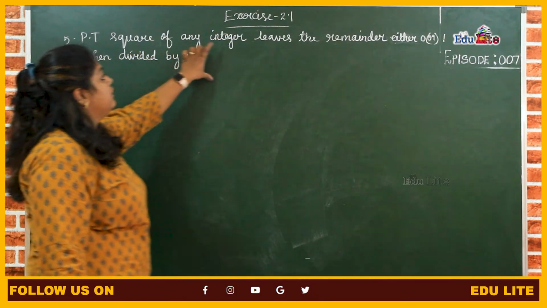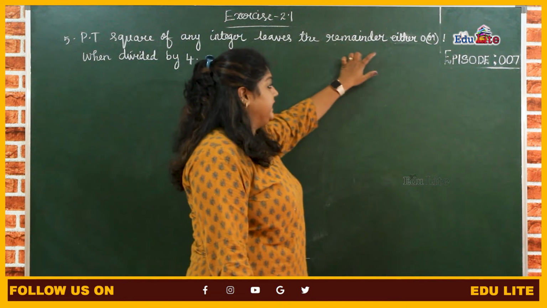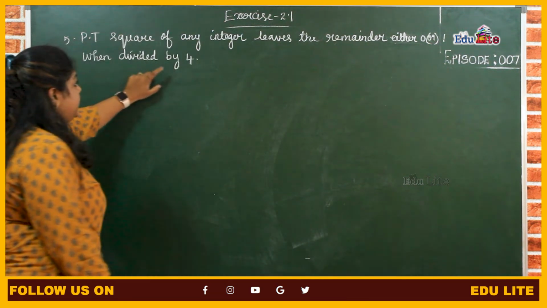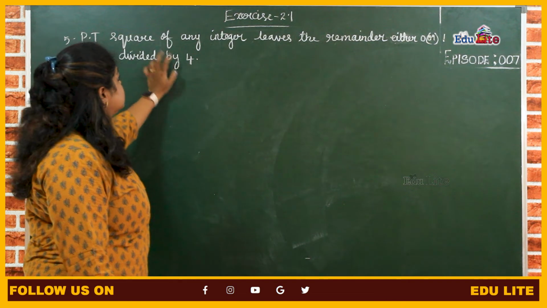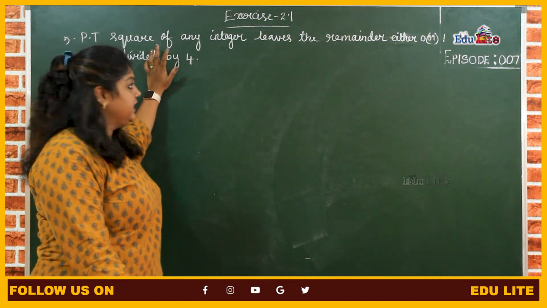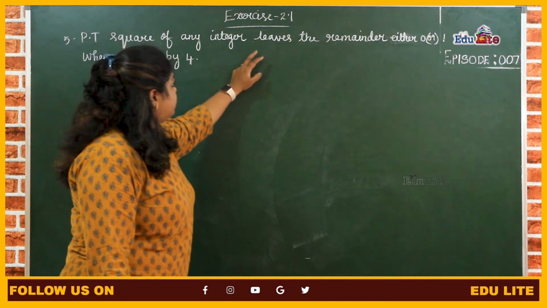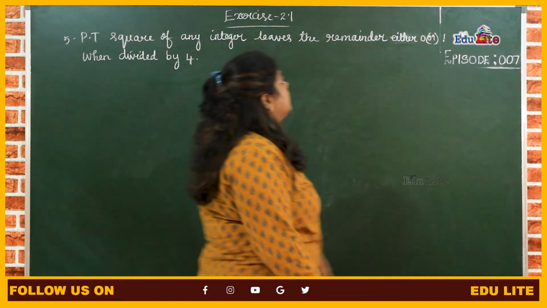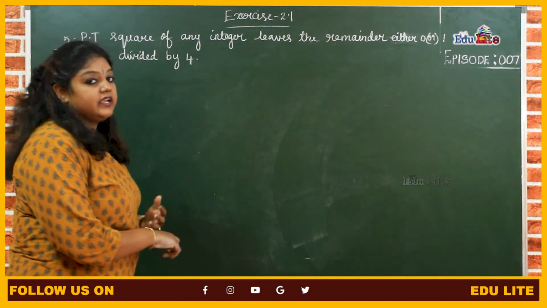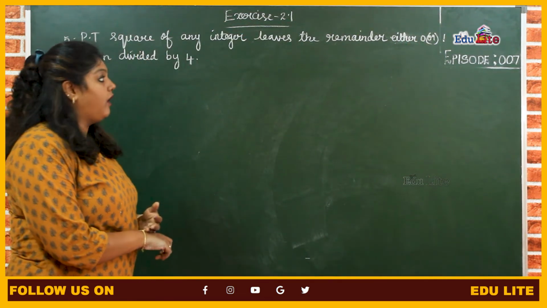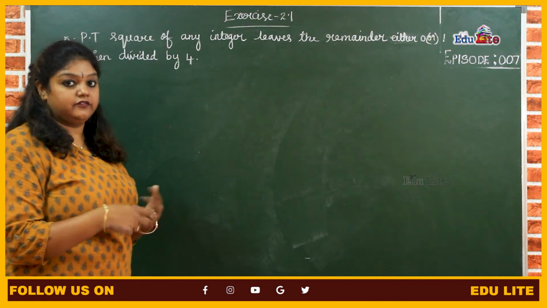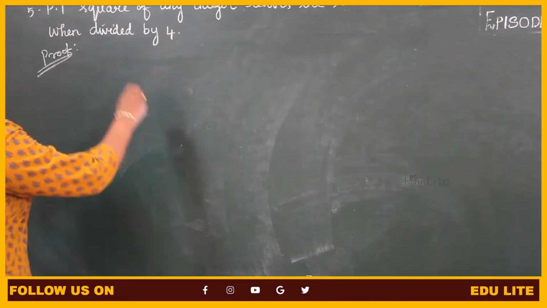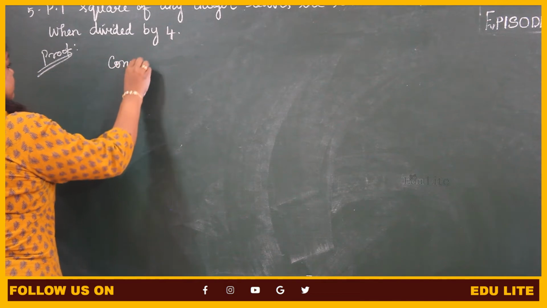Prove that the square of any integer leaves the remainder either 0 or 1 when divided by 4. What is given is that the square of any integer, when divided, gives only the remainder 0 or 1. But they haven't mentioned whether it is an even integer or an odd integer. So we will check both cases. First, we will consider an even integer.